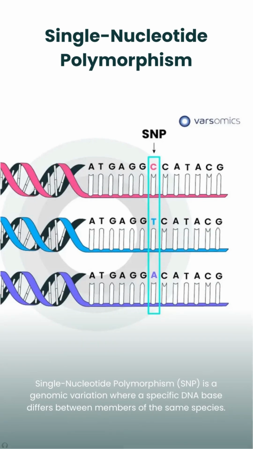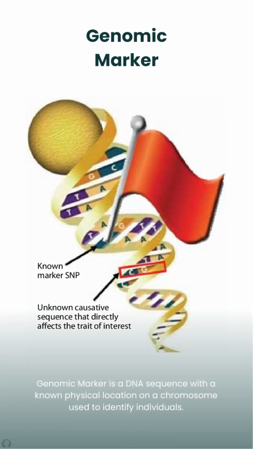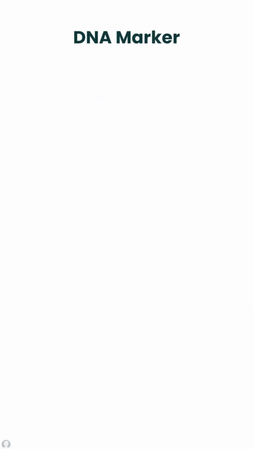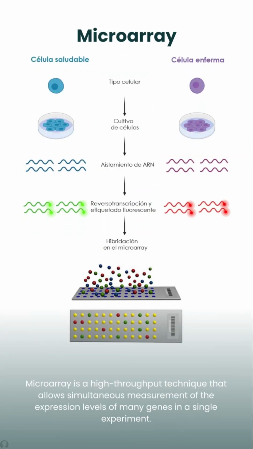Single nucleotide polymorphism is a genetic variation where a specific DNA base differs between members of the same species. Genomic marker is a DNA sequence with a known physical location on a chromosome used to identify individuals. DNA marker is a mutation in a SNP or variable number of repeats of base pairs that are landmarks in the genome. Microarray is a high-throughput technique that allows simultaneous measurement of the expression levels of many genes in a single experiment.